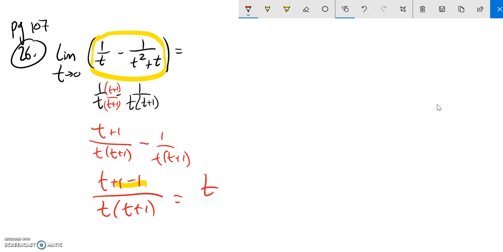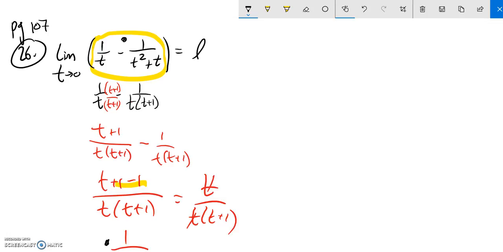And 1 minus 1 is 0. So this is the same as t over t times t plus 1. But the t divides out. So that leaves me 1 over t plus 1. That kind of fell out nicely. So then now what I can do is I know that this is equivalent to that.